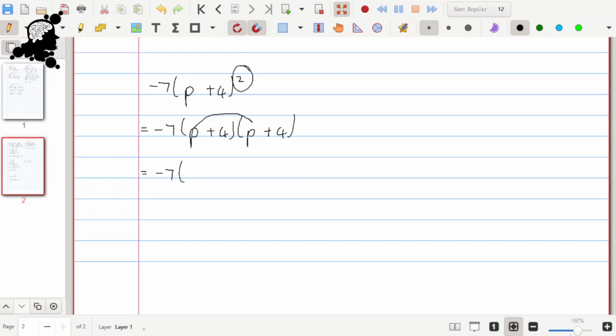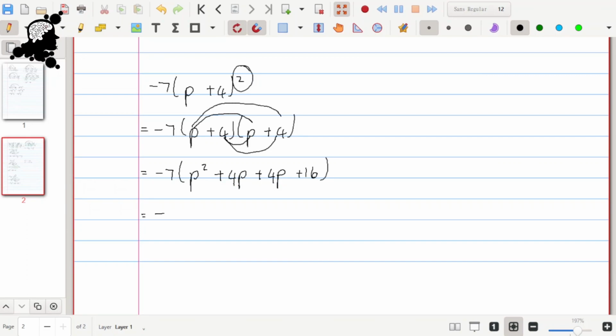Multiply the first terms. P times p, that's p squared. O, multiply the outer terms. P times 4, that's going to give us 4p. Then multiply the inner terms. This is p times 4, that's still going to give us 4p. Multiply the last terms. 4 times 4, that's going to give us 16.